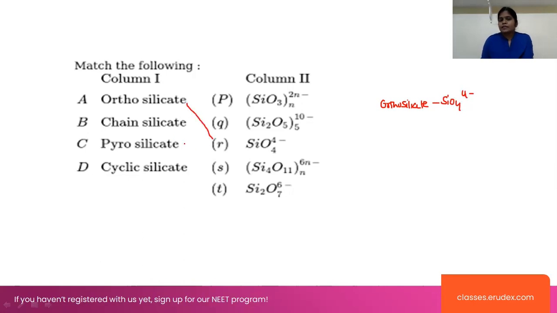Now coming to the pyrosilicates. In the case of the pyrosilicates, look, we are taking 2 tetrahedral units, right? Si, oxygen minus, and here it is oxygen minus, and here 1 oxygen atom is shared between 2 SiO4 units. Now what is the general formula here? Si2, and here count the oxygens, 1, 2, 3, 4, 5, 6, 7. Si2O7, and here it is -6. So this is the general formula for the pyrosilicates.